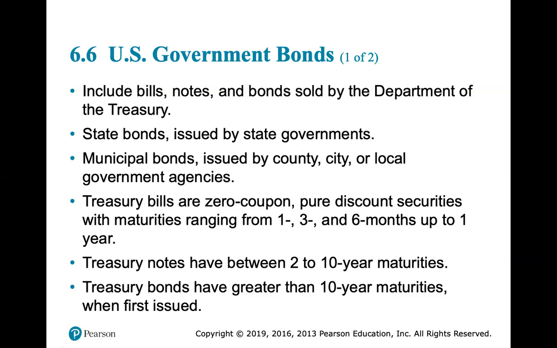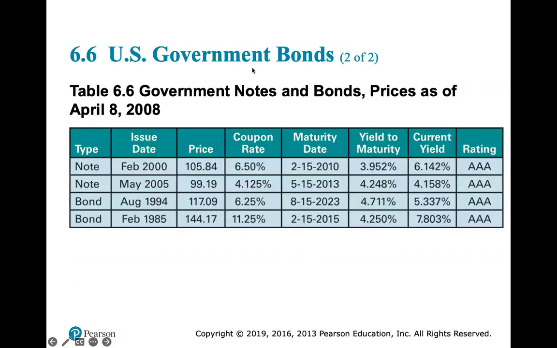So treasury bills are zero coupons. They don't have any coupon payments. They're pure discount securities with maturity ranging from 1 to 3 to 6 months, but the maximum is 1 year. When it comes to treasury notes, they have coupon payments too, and they might not be paid at the same time. Plus, the maturity is basically from 2 to 10 years. Treasury bonds have a maturity greater than 10 years when they're first issued. It goes from 10 and above, up to 30 years, even sometimes more. This is an example of treasury notes and bonds.